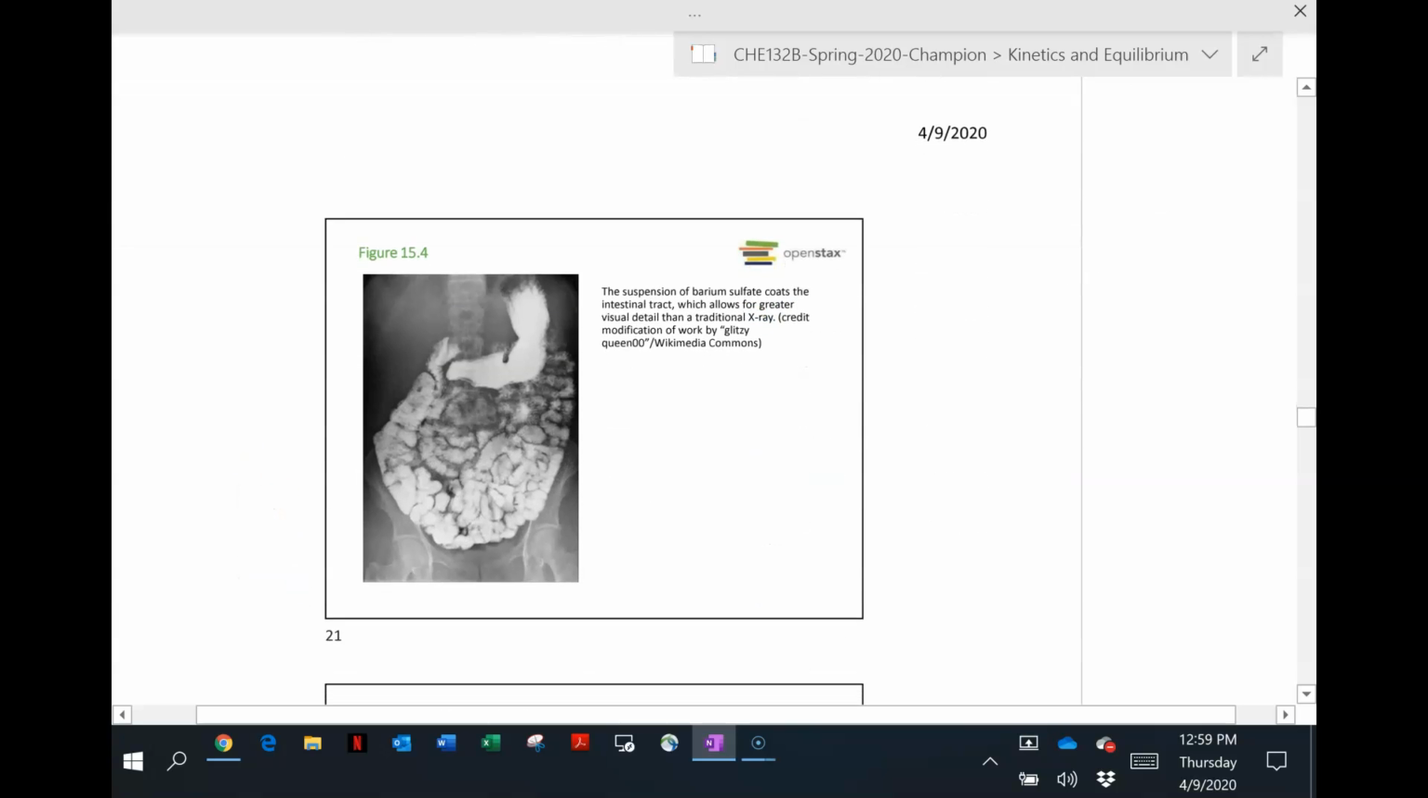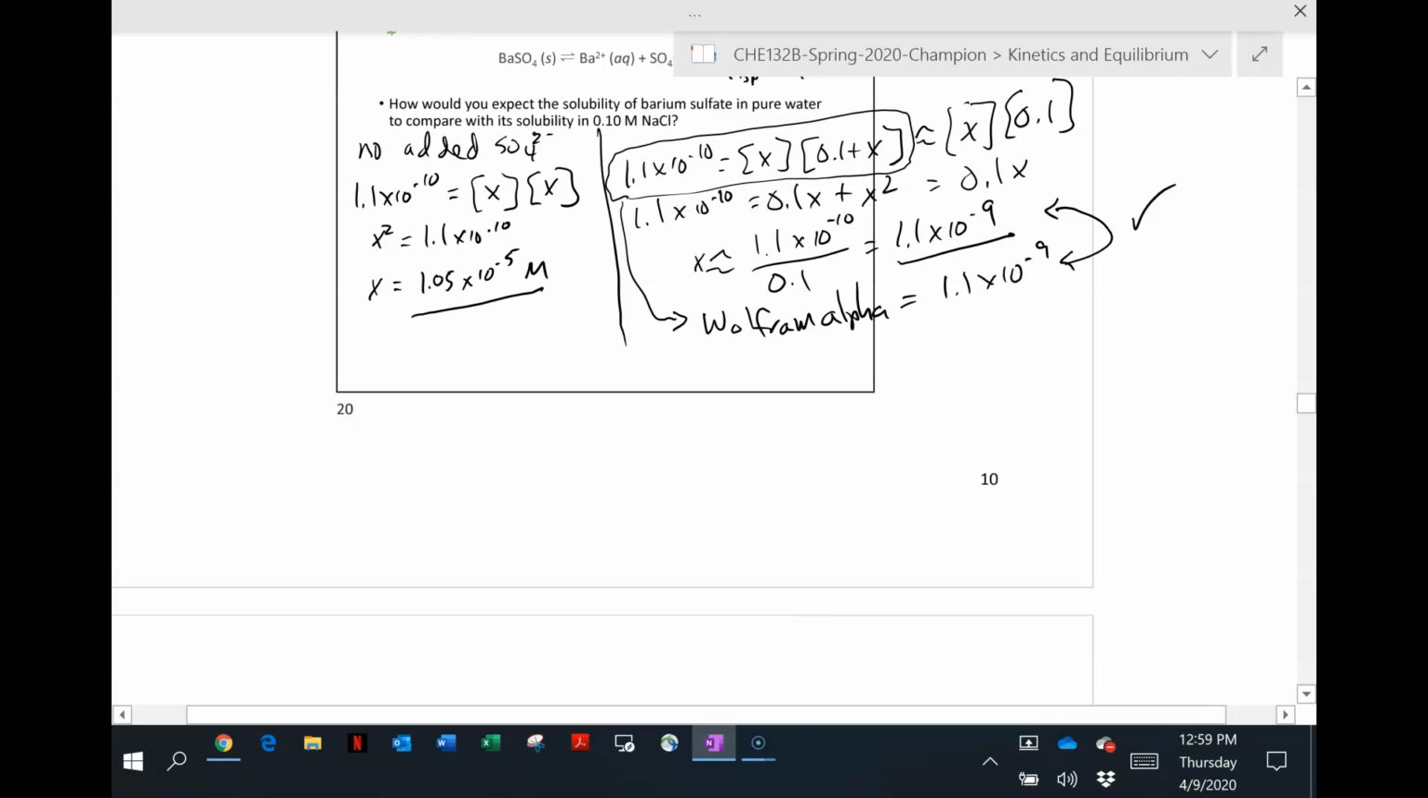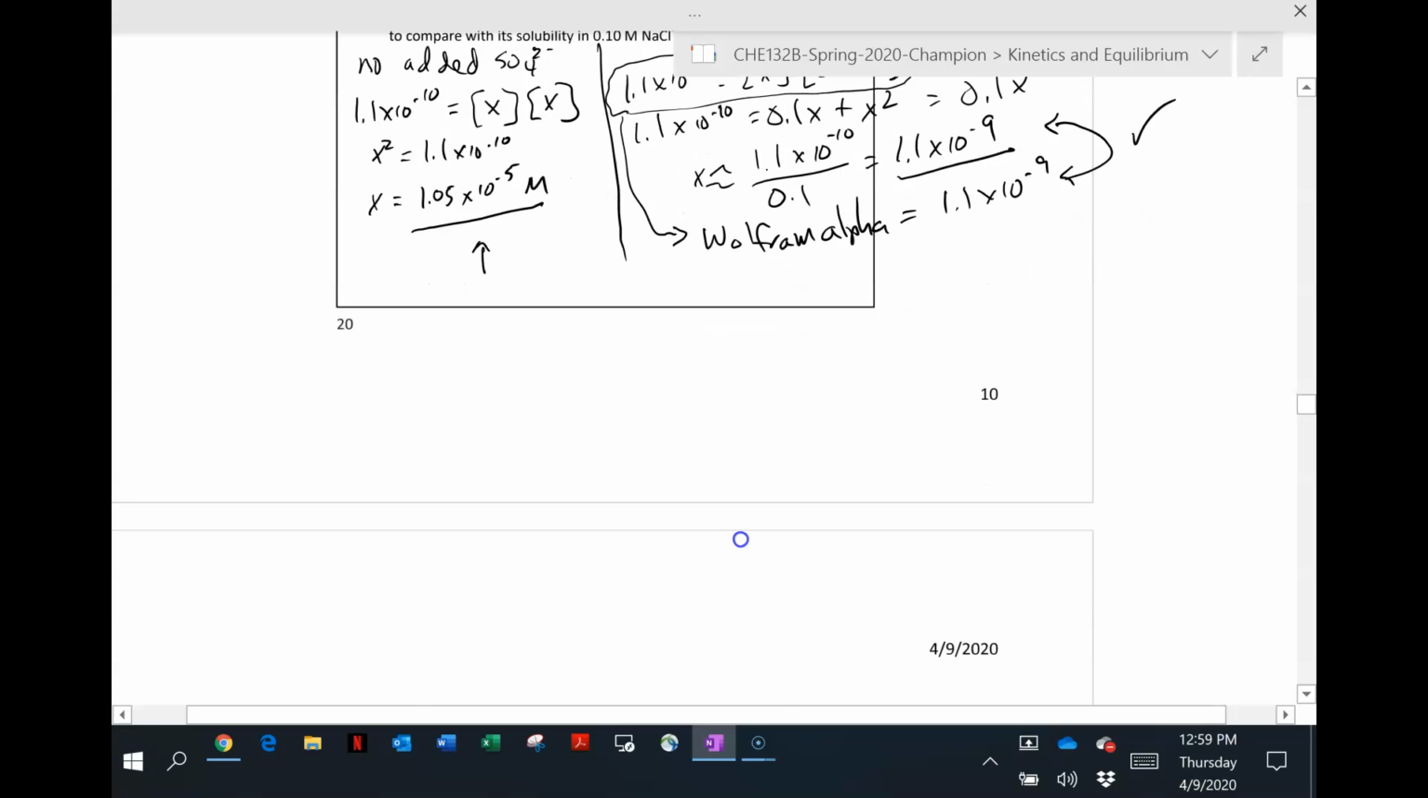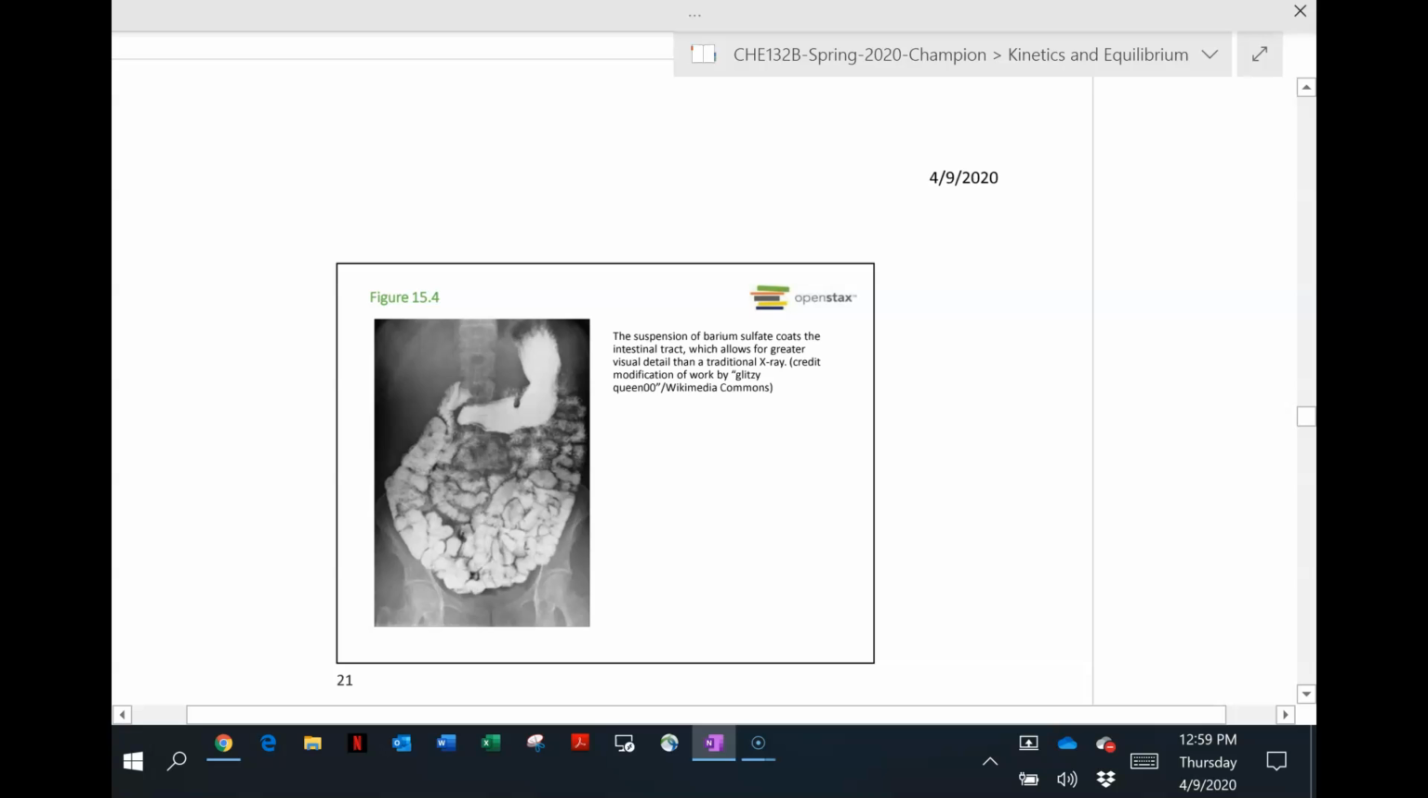Here is an image of an X-ray where you have barium sulfate being used as a contrast agent so that you can visualize the GI tract, and this is commonly called a barium swallow. Barium is not a good thing to have in your system generally, but the nice thing about barium sulfate is not very much barium ion is there, right? 1.05 times 10 to the negative fifth in our calculation with no added sulfate. So barium sulfate just passes right on through the system without getting into the bloodstream and doing bad heavy metal type stuff.